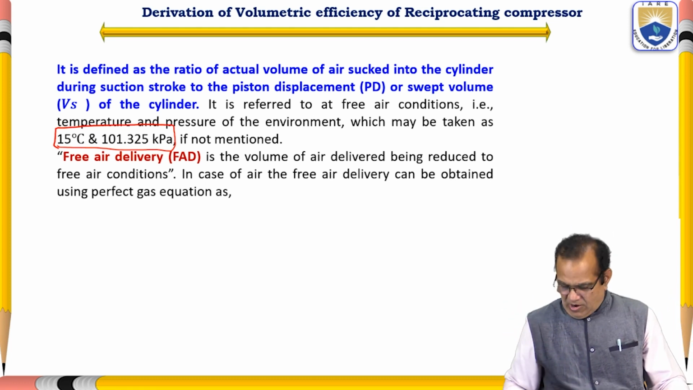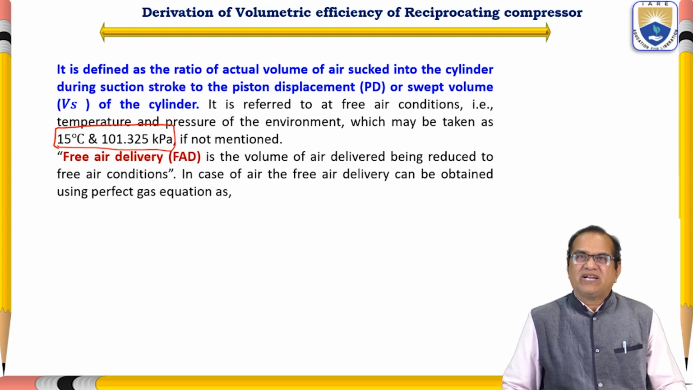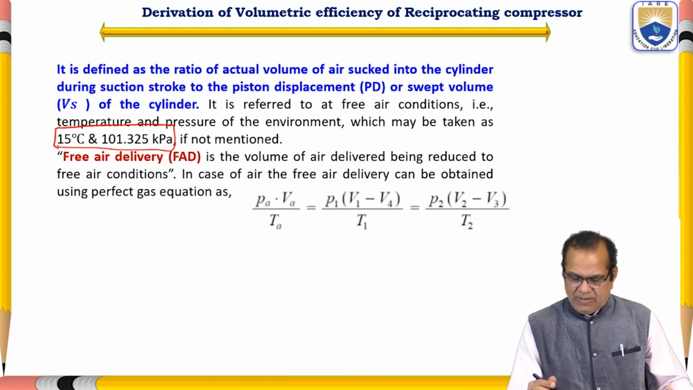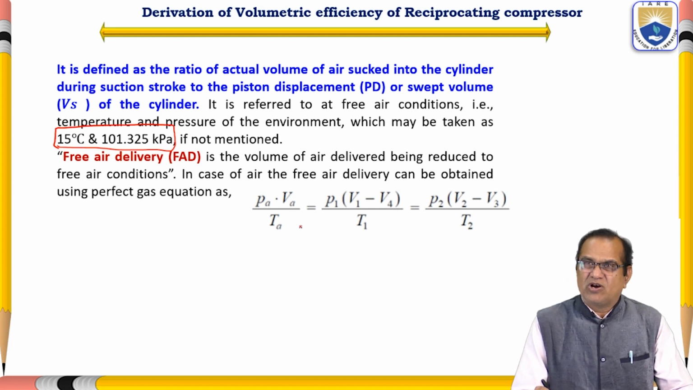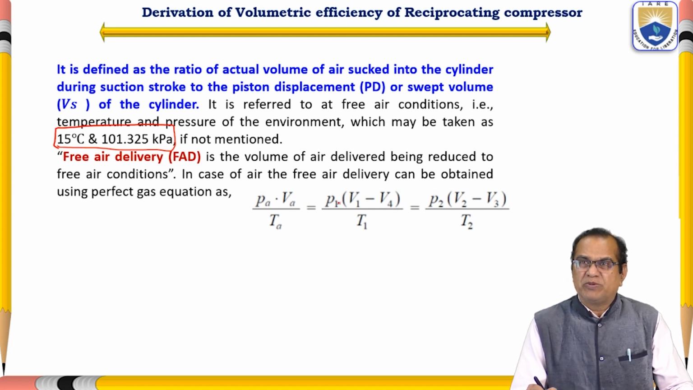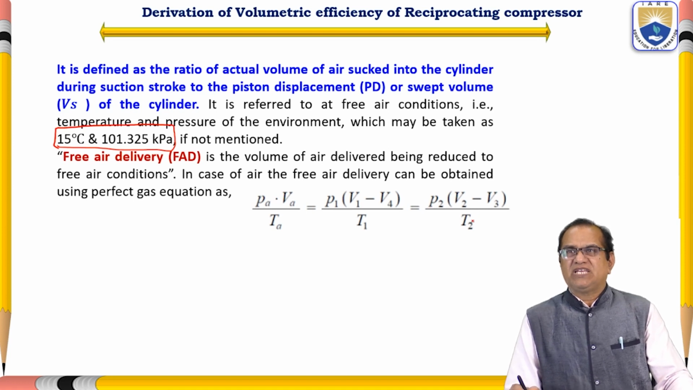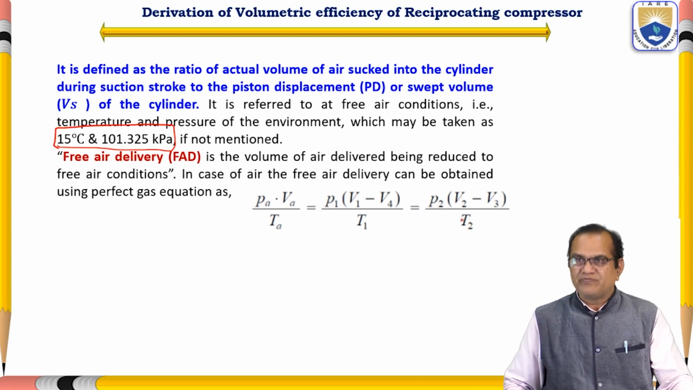So this can be obtained from the perfect gas equation. So what is the perfect gas equation? PA VA by TA, this is the atmospheric condition, is equal to P1 (V1 minus V4) by T1. We can write it as P2 (V2 minus V3) by T2.